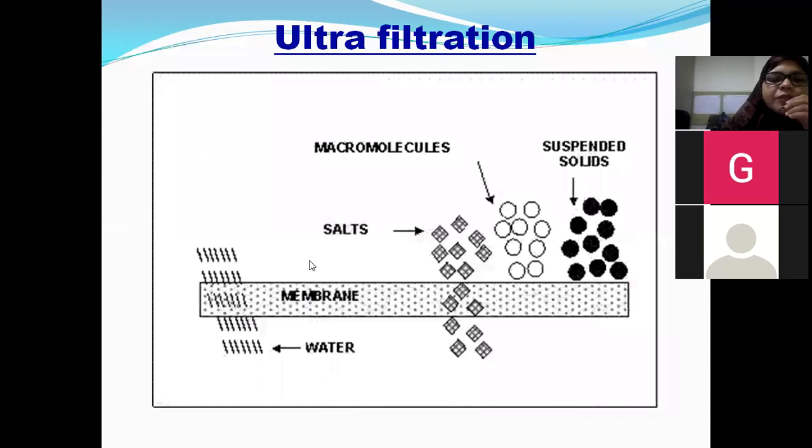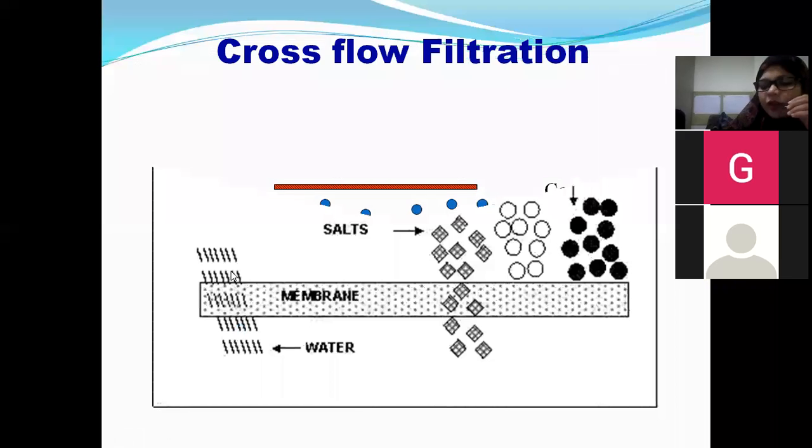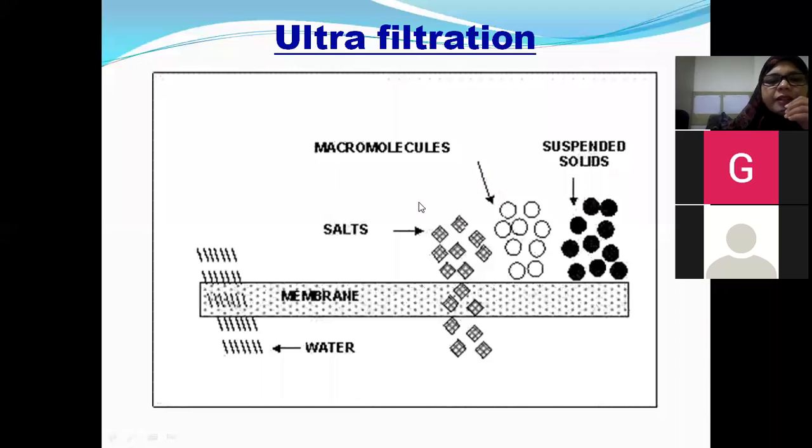So here you can see in reverse osmosis, this is the membrane, and we are passing tangentially, suppose water, that is your solvent, then this is the salt solution, this is macromolecules. Macromolecules means protein, carbohydrates, fats, all that. Then these are the black color suspended solids like sand, gravels, etc. So you can see that this membrane is not allowing the suspended solids and macromolecules, but it is allowing the salts and the water molecules to pass through.